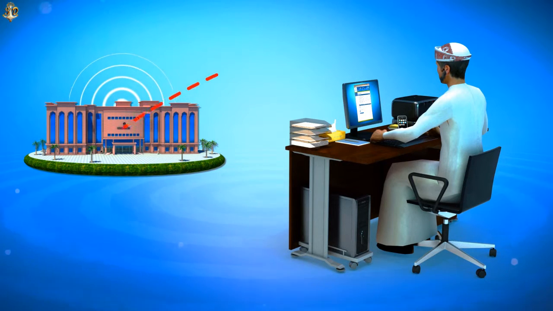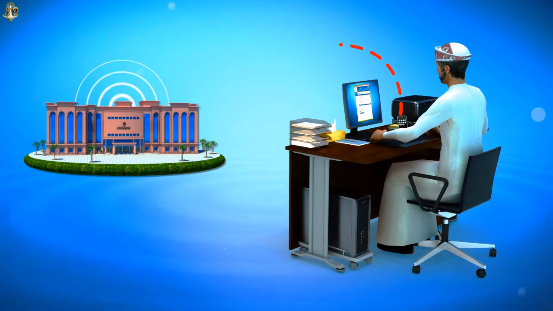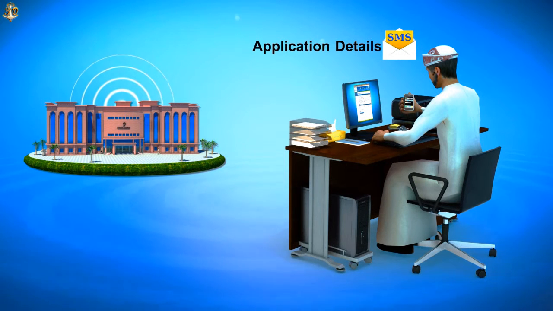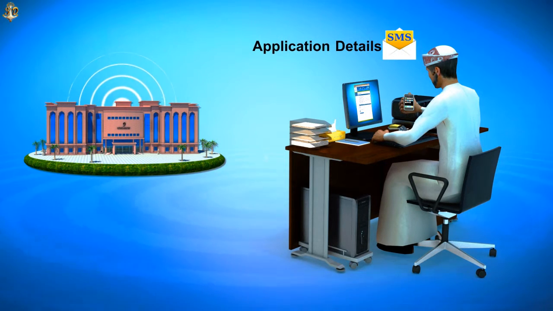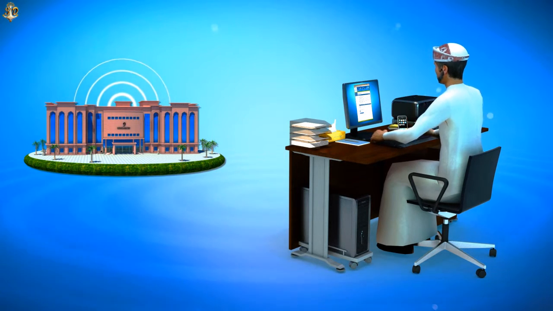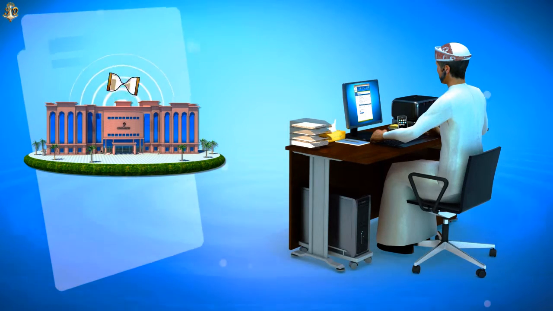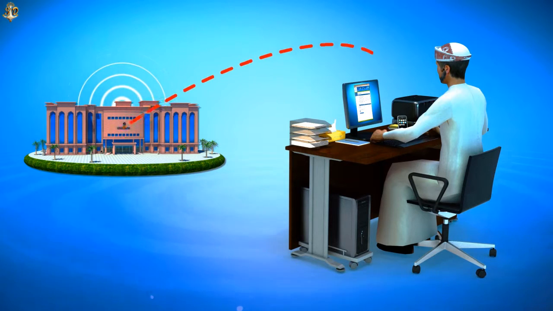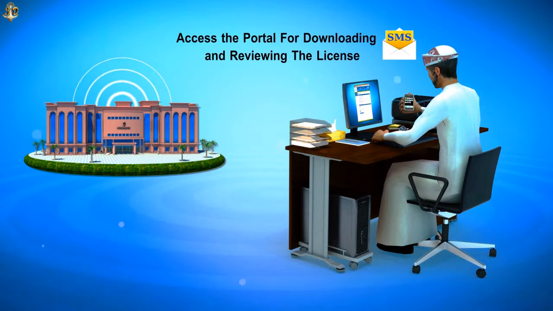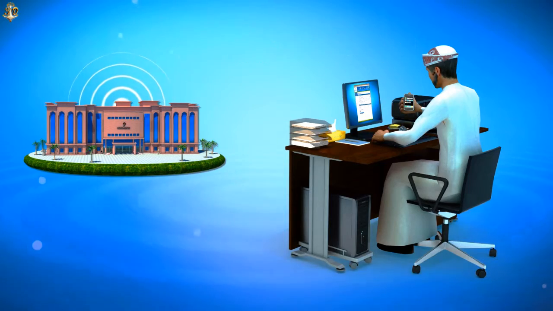An SMS and an email message will be sent as per the data entered during the process of creating the account to inform the applicant of the application details. Further SMS and emails will be sent to the applicant upon completion. After payment of all the required fees is ensured, the radio license will be issued, and an SMS and an email will be sent to the applicant to access the portal and download the license.